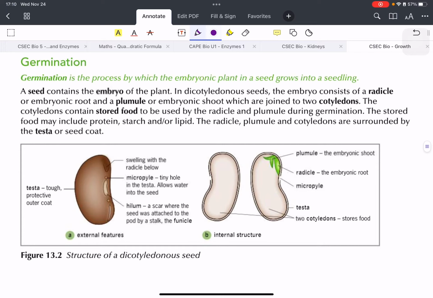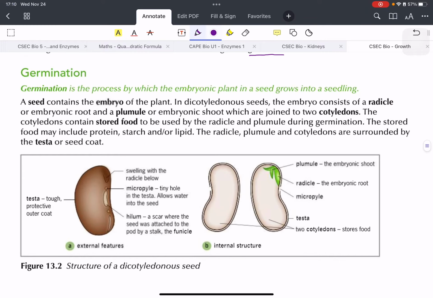So we said that a seed contains the embryo of the plant, right? So unlike in humans, where the embryo begins to grow immediately after fertilization, the embryo is stored in the seed and will only grow if germination occurs. Okay, so we are taking a dicotyledonous seed as an example here. The embryo consists of a radicle and a plumule. So these are very important terms that we need to know. A radicle and a plumule.